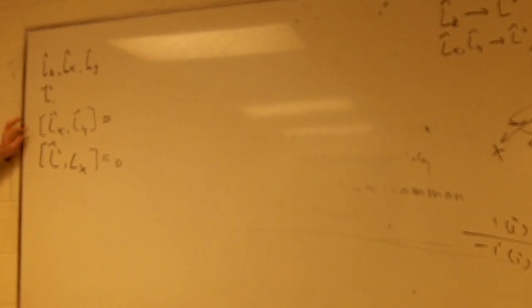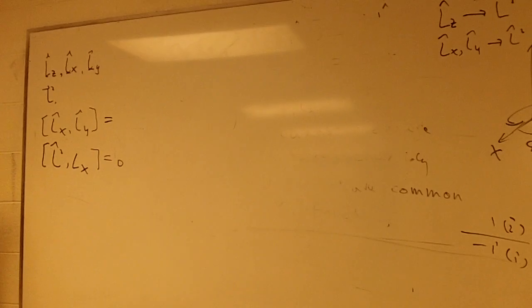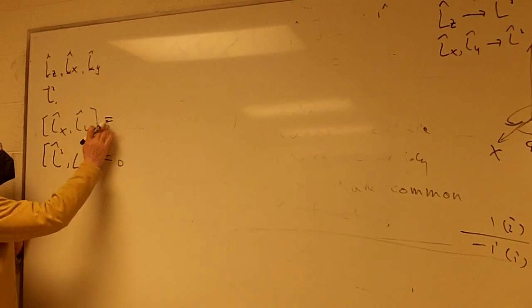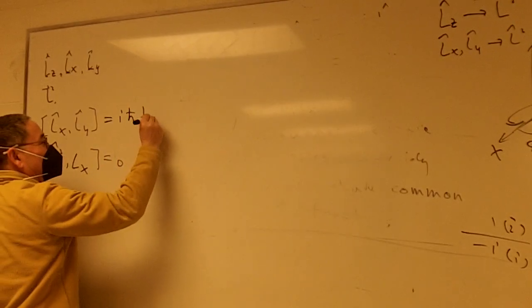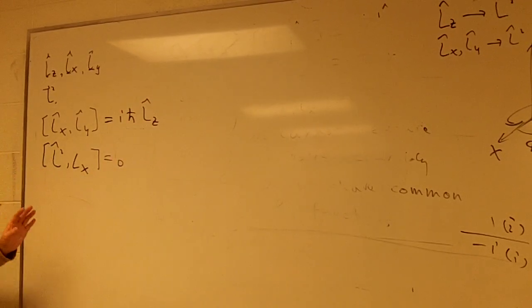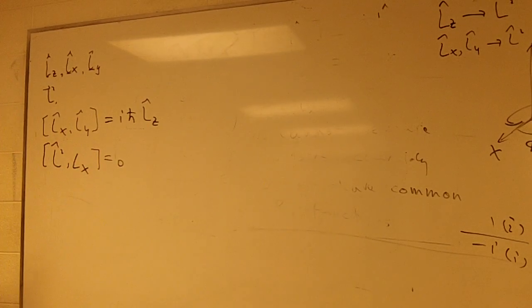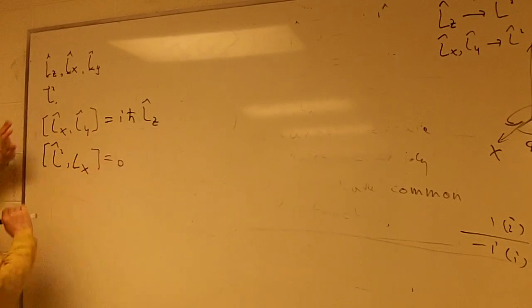Alex, can you help? [Lx, Ly]. Okay. Aisha, can you help? It's iħ Lz. Exactly, you got it. Did you guys remember? So it was X, Y, Z like this. Always remember X, Y, Z, okay? So in other words, if I have Lx, Ly, you will have Lz.